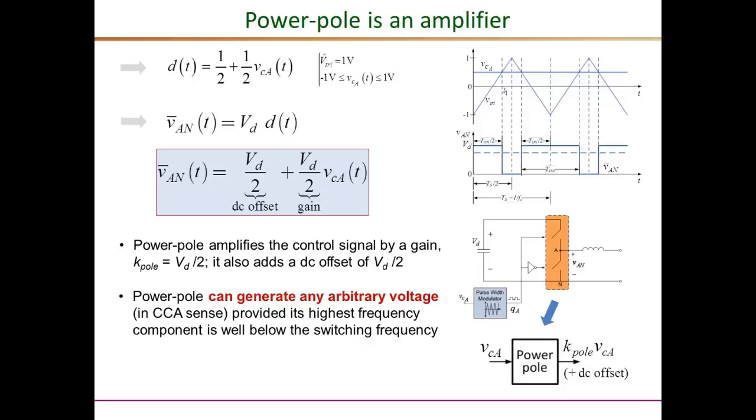Then through a simple analysis looking at these waveforms, we determined that the average of the pole output voltage VA with respect to the DC negative is 1/2 of the DC voltage plus 1/2 of the DC voltage times the control voltage. So we can think of the single power pole as an amplifier with a gain of 1/2 of the DC voltage. It amplifies the control signal by that gain, plus a DC offset of again 1/2 of the DC voltage.